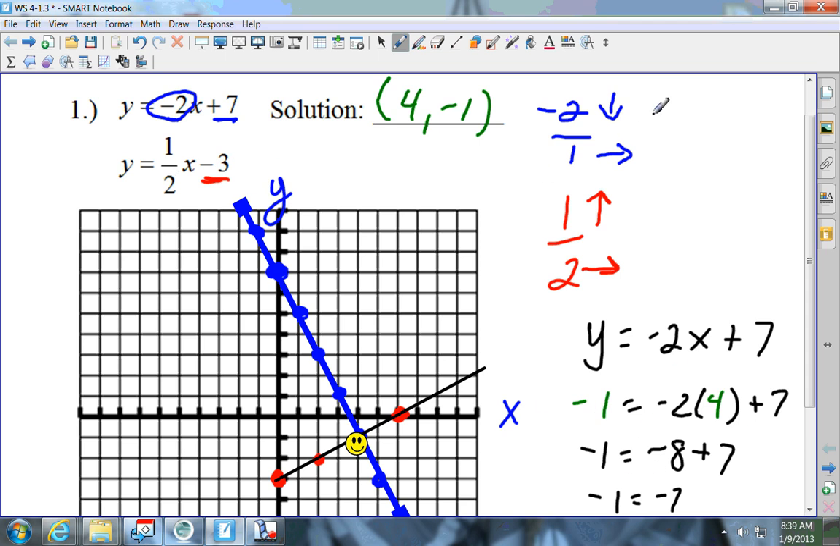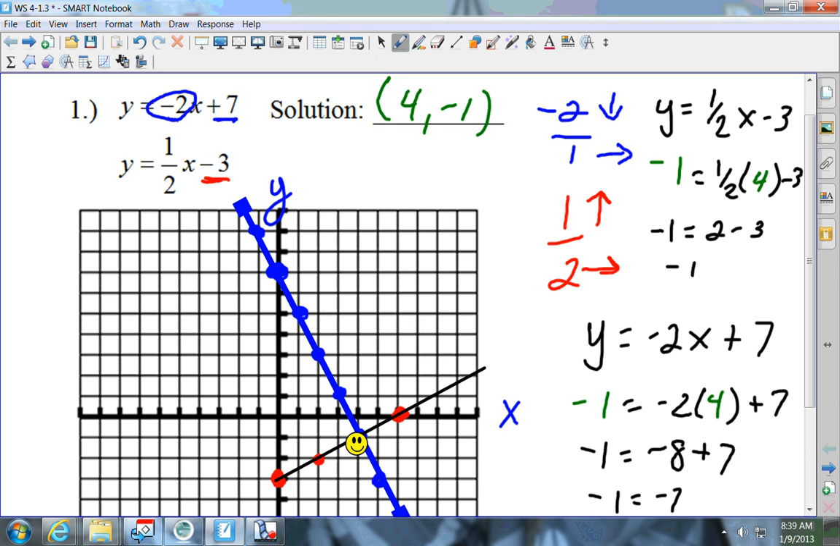Well, let's see if it works in the other one. Y equals 1/2 x minus 3. Y is -1 equals 1/2 times x. X is 4, minus 3. Well, -1 equals half of 4. 1/2 times 4 is 2. 2 minus 3. -1 equals -1. That checks. See, it works in both of the equations. That's why it's the intersecting point right here.